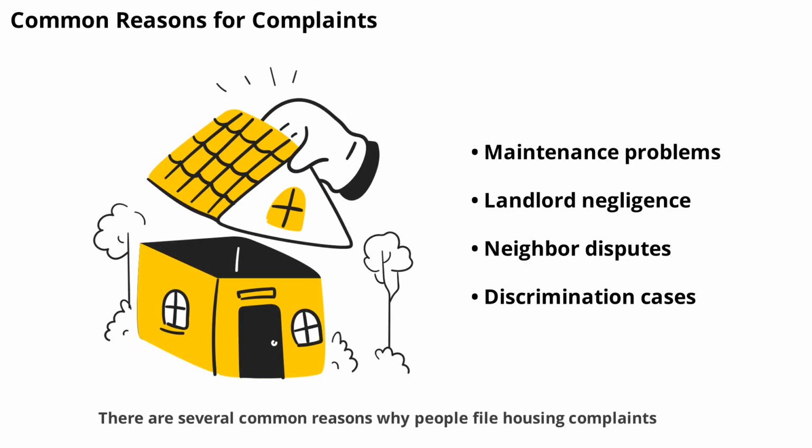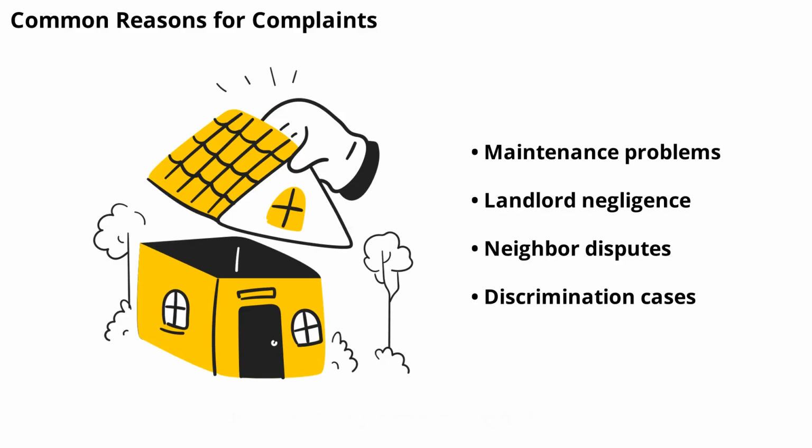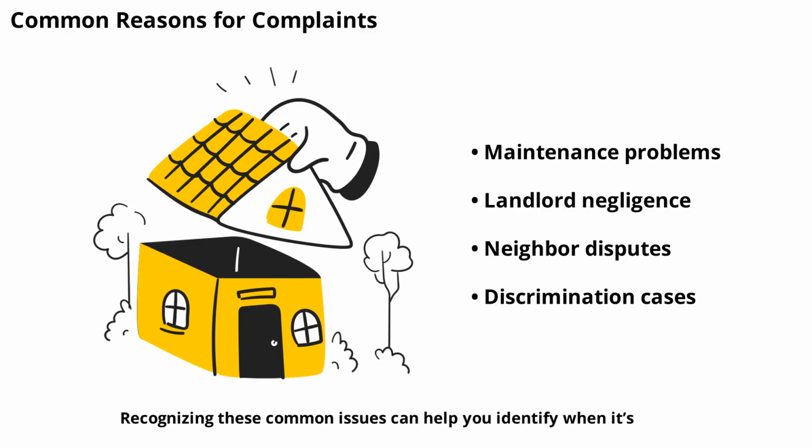There are several common reasons why people file housing complaints. Maintenance issues top the list, including plumbing leaks, faulty wiring, pest infestations, and heating or cooling failures. Other frequent complaints involve landlord negligence, such as ignoring repair requests or violating lease agreements. Disputes with neighbors, like excessive noise or property boundary issues, also lead to formal complaints. In some cases, discrimination based on race, gender, or disability can be grounds for a complaint. Recognizing these common issues can help you identify when it's appropriate to take the next step and file a complaint.